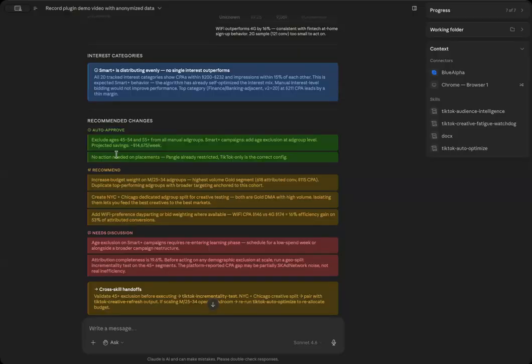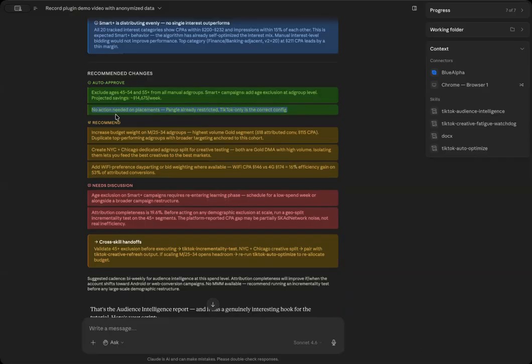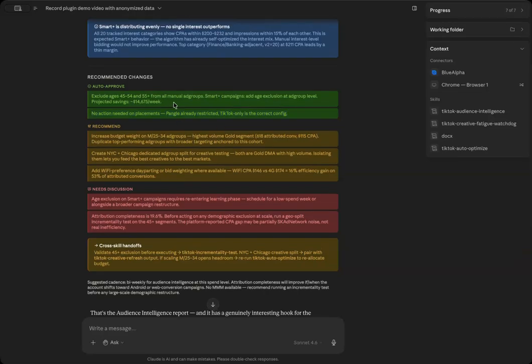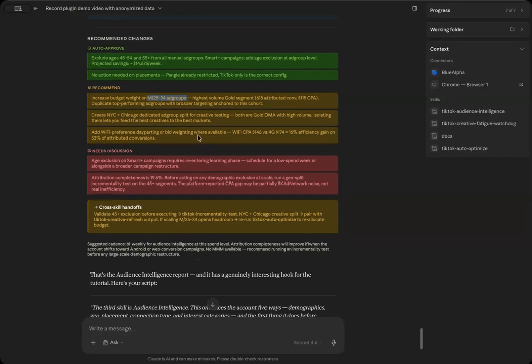And then we can look into recommended changes, like what we should auto approve, which is exactly the exclusion of these different age groups, right? No actions needed on placement. And then it also tells us recommended actions, which are to increase the budget weight on male 25 to 35. I think what we could do is, once we free up this budget, either have it automatically redistributed across all the other audiences, or particularly start allocating more money to this audience, which might mean that we need to create a new campaign.